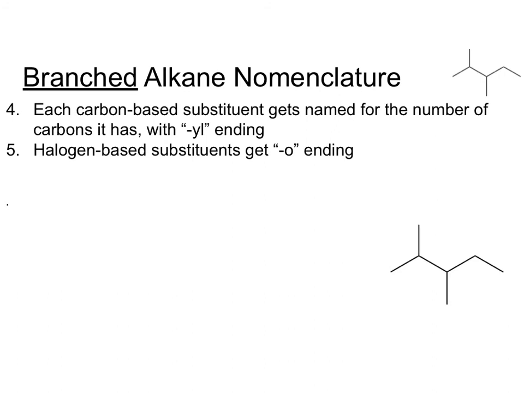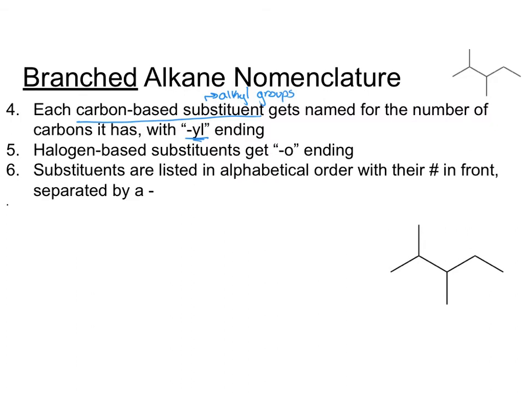So each carbon-based substituent, those are also called alkyl groups, and you saw that on the last slide, but I'll just make sure that's really clear. Carbon-based substituents are called alkyl groups, get named after the number of carbons it has, so those same prefixes we looked at before, but you replace the ending with YL as opposed to ANE that we were looking at earlier. And any halogen-based substituent will have an O ending, chloro, bromo, etc. So substituents get listed in alphabetical order with the number of the carbon that they are bonded to in front, separated with this little dash, and that's a lot of words, so I'll make sure to go over this example we've been looking at with you.